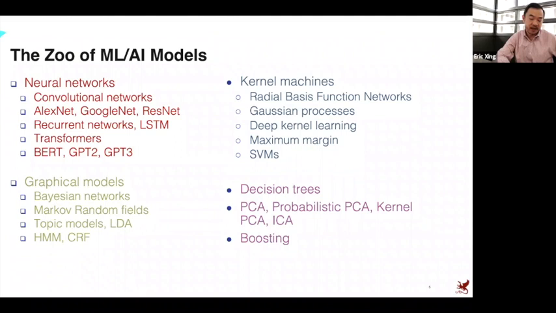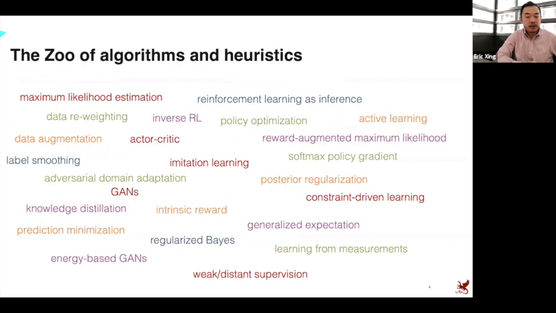And then there are also techniques rising from the field of optimization, such as the kernel machines. And there are many classical models, decision trees, PCAs, and boosting methods, and so forth. So when you build machine learning solutions, you have to be knowledgeable in this universe and make the right choice of the models. And then once you make your choice of the model, you have to decide on what algorithm or heuristic you have to use to train those models.